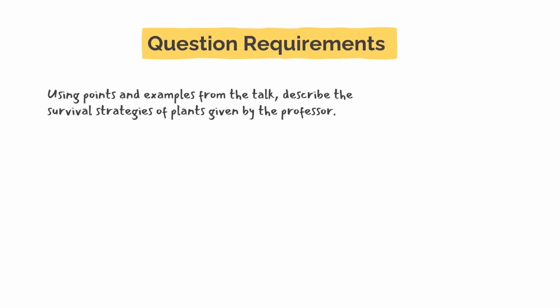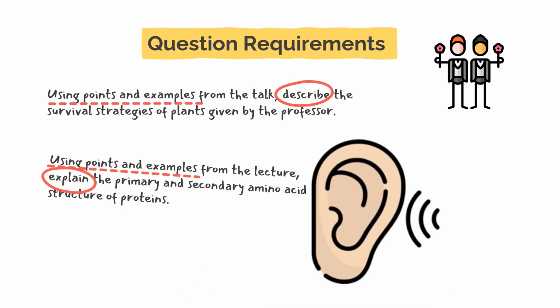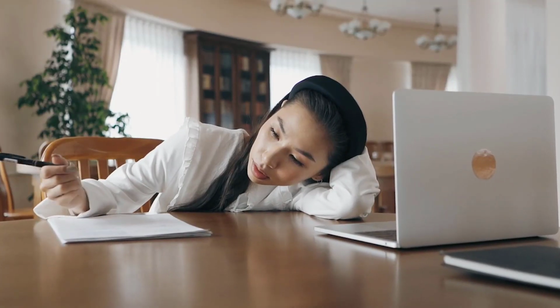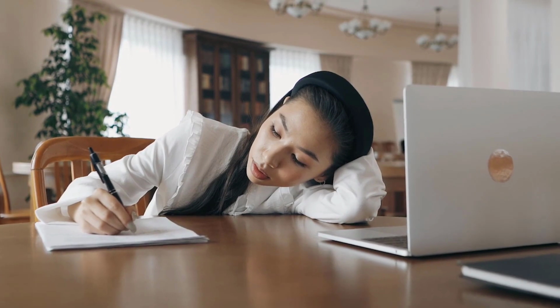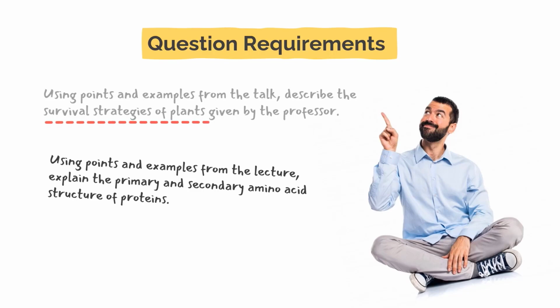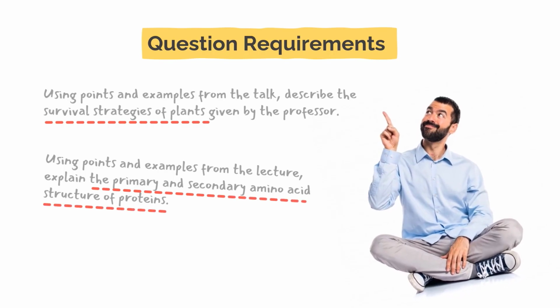Let's see the question requirements first. The questions may be worded differently, but they ask you to do the same thing. Using points and examples from the lecture, explain the professor's concepts. So this requires your listening and speaking skills, plus summarizing abilities. This is why question 4 is the hardest test in speaking. But the questions give you hints sometimes. This listening must be related to the survival strategies of plants. And this is related to the primary and secondary structure of proteins. You can use the keyword in your answer.